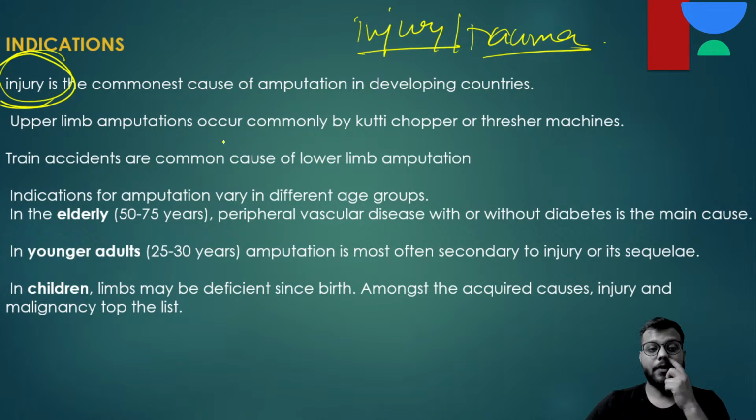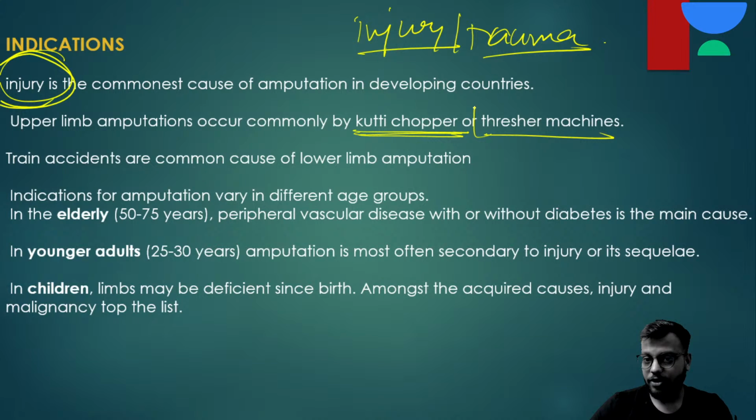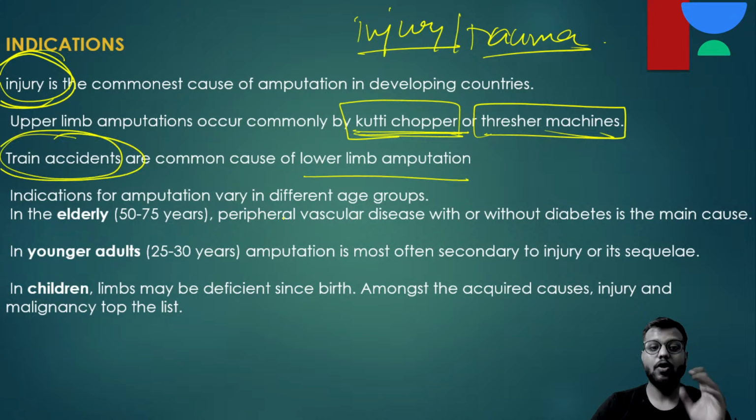Okay, upper limb amputation, thresher injury, especially at the time in December, January. In this time during paddy chopping, in the farmers, the thresher machines, etc. In this, upper limb amputations are common, and in train accidents, lower limb amputation is common. So the indications and causes of amputation are different according to age group.